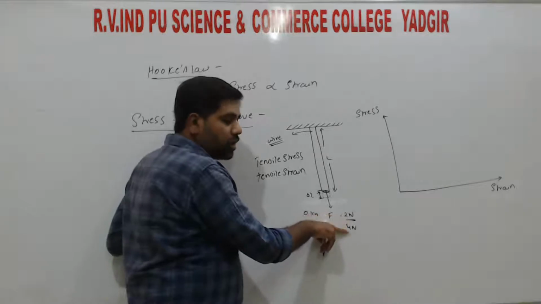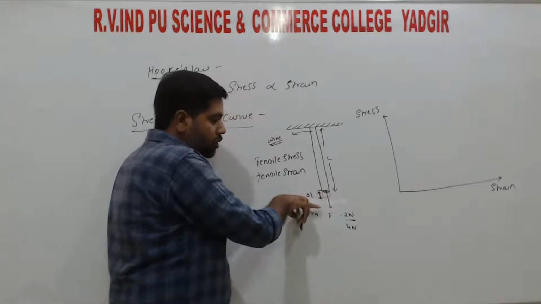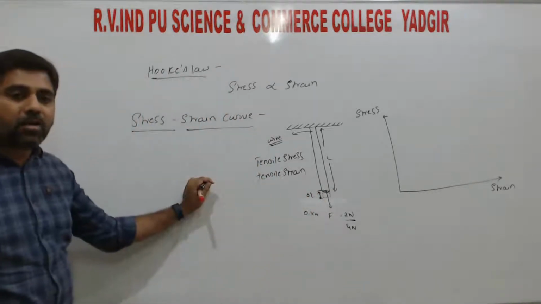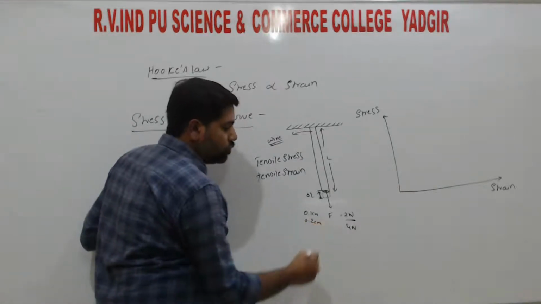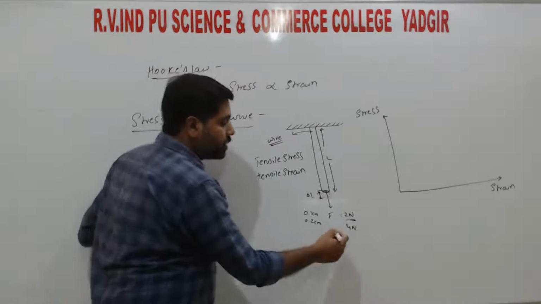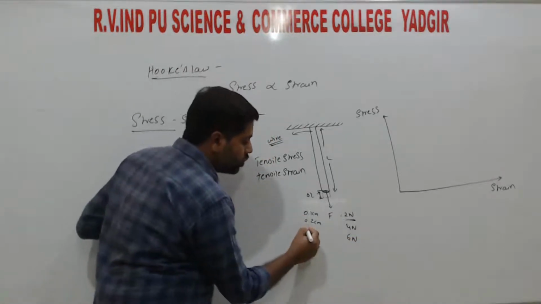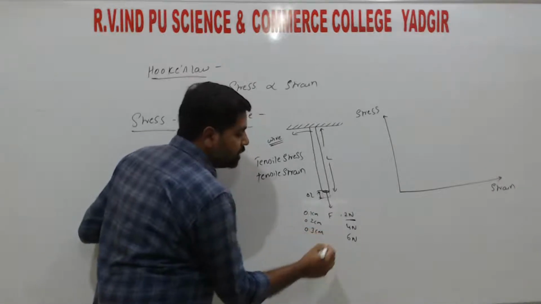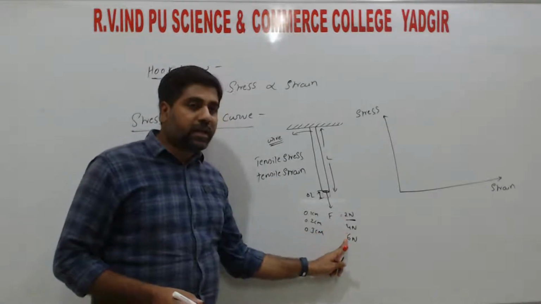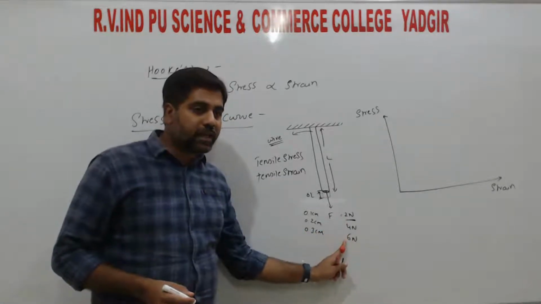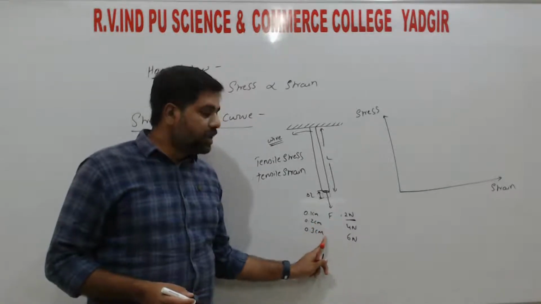So when the load increases, again the tensile strain also increases, right? So 0.1 centimeter increases to 0.2 centimeter. So further again if I increase the load by 6 Newton, the strain also increases, that is 0.3 centimeter. So if we observe this, we can say that the force is linearly increasing. That means the deforming force is linearly increasing with the strain, right? So the length is also increasing linearly.